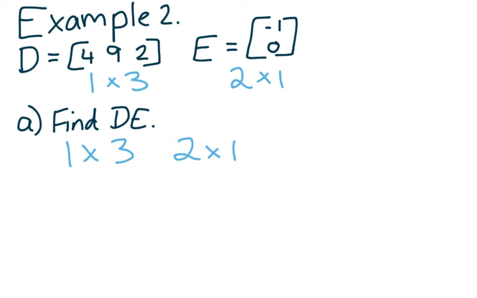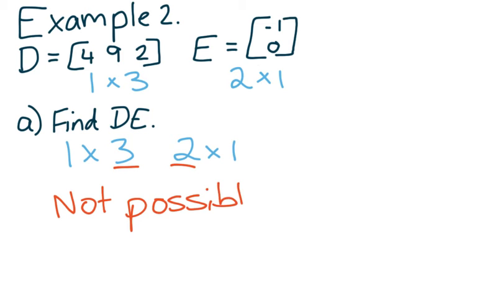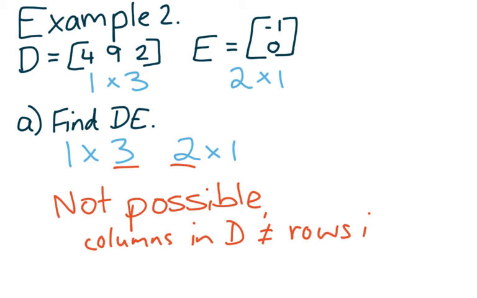Now remember, these middle numbers here tell us whether or not we can do that, and they have to be the same. So because they're not the same, it means that we actually can't multiply D times E. So we would say here, not possible. So we'd write not possible, and then you would just add a little note to say that columns in D does not equal rows in E.